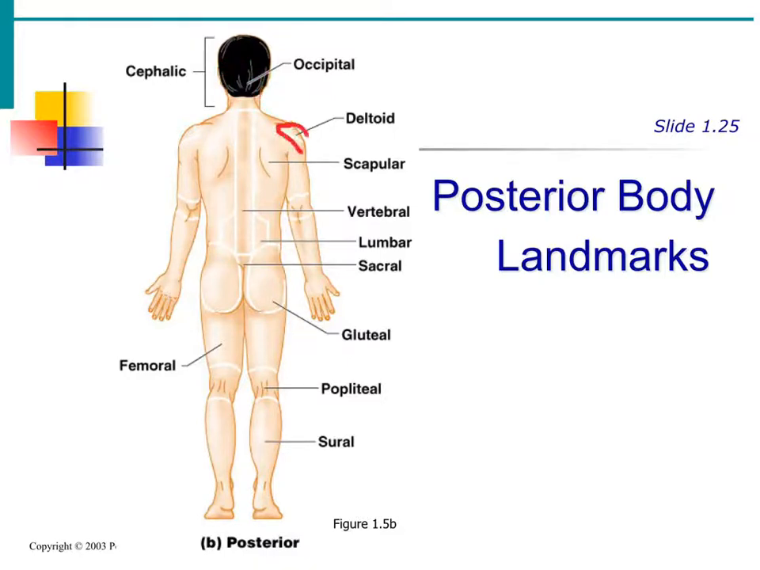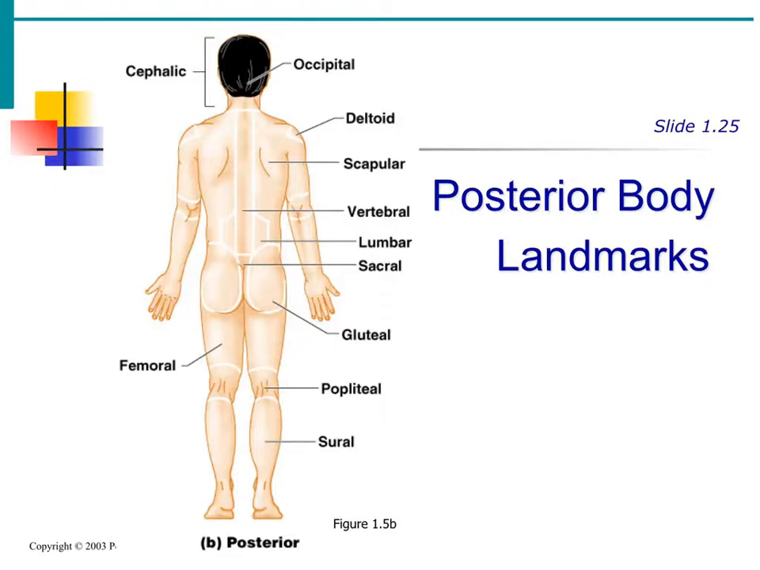Deltoid is this curved area of the shoulder. Scapular refers to the shoulder blade area. In fact, that shoulder blade bone is called the scapula. The vertebral refers to the entire spine, but the vertebrae is divided into the cervical, which is the neck region, the thoracic, which is the upper chest region, and the lumbar, which is the lower back region. So those are the different portions of the spine or the vertebrae.